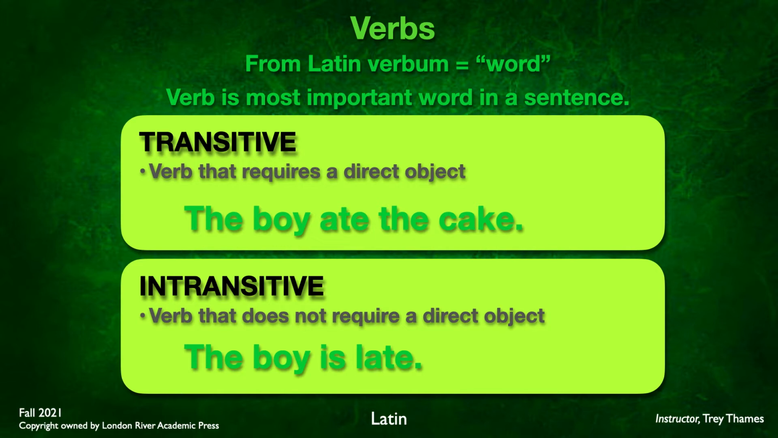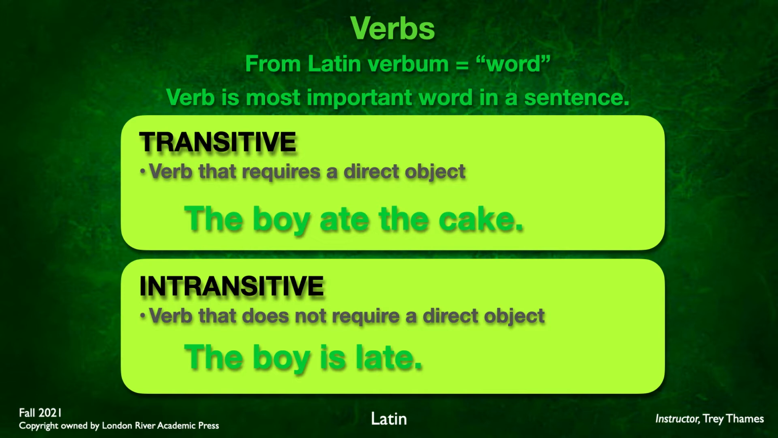A transitive verb is one that requires a direct object. As you can see in this example, the boy ate the cake. Ate is a transitive verb. It is taking the direct object, cake, and it is being undertaken by boy, the subject. The boy is eating the cake.